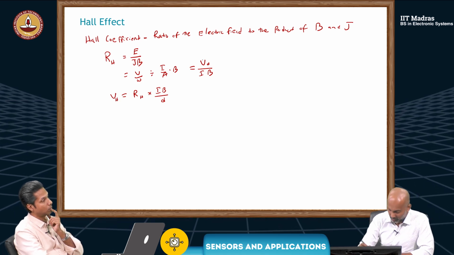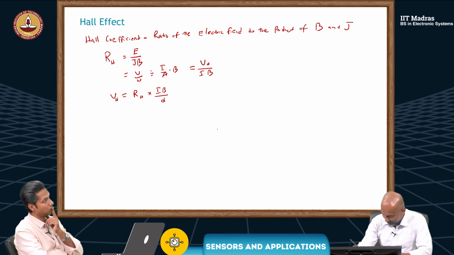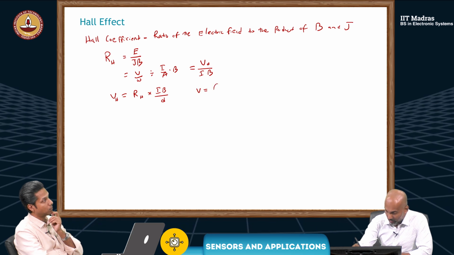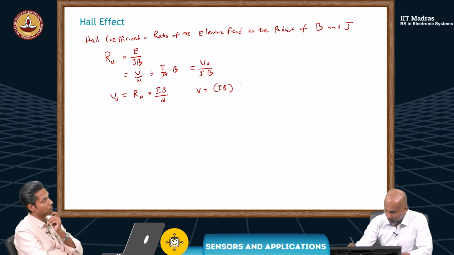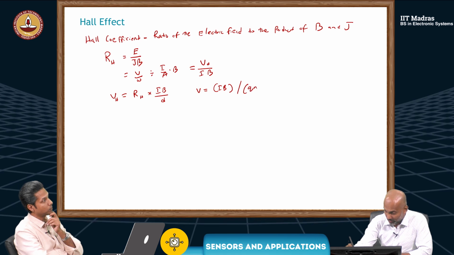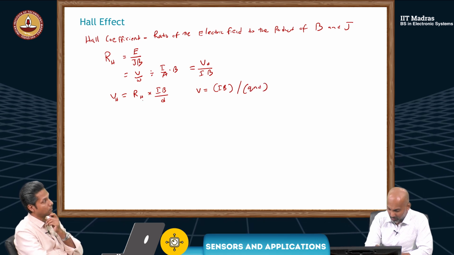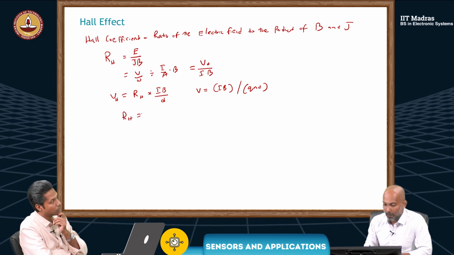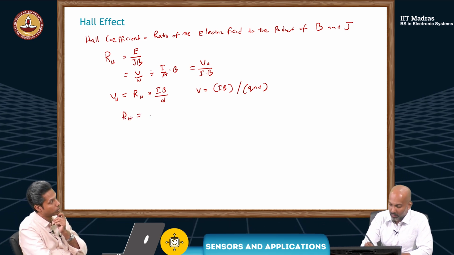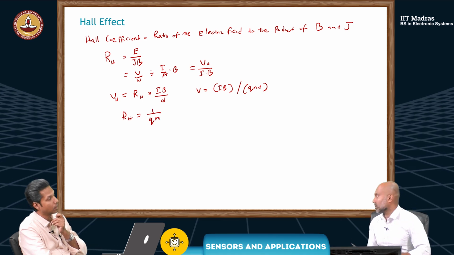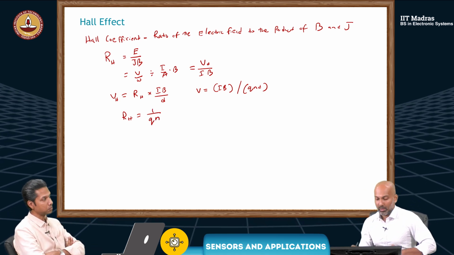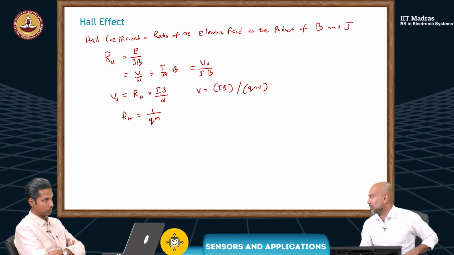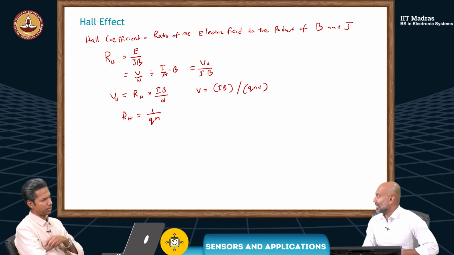That should be small actually. So V then is, remember, this is what we found before. So then that means what is RH equal to? 1 by Qn, exactly. So that whole coefficient is dependent on that material.